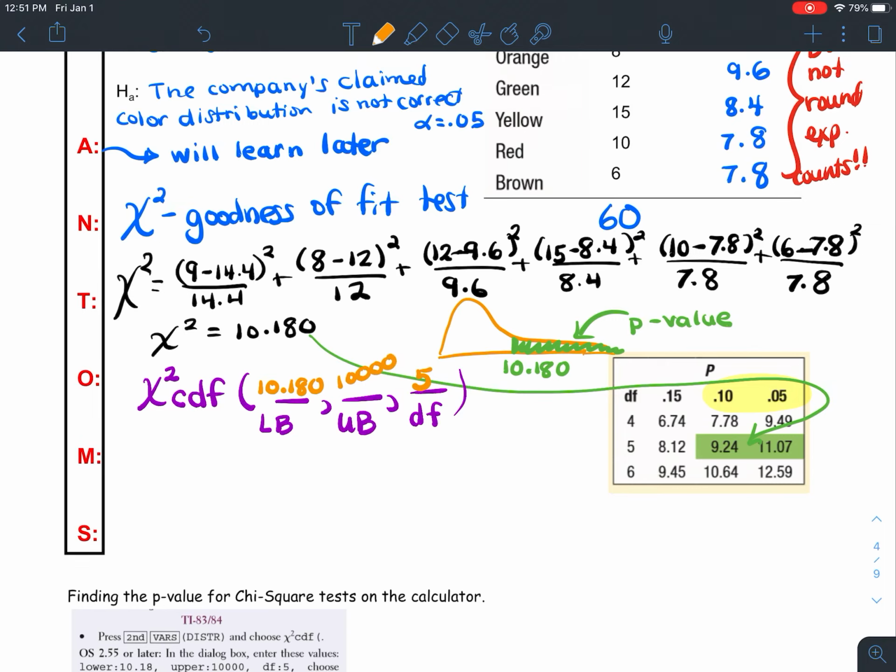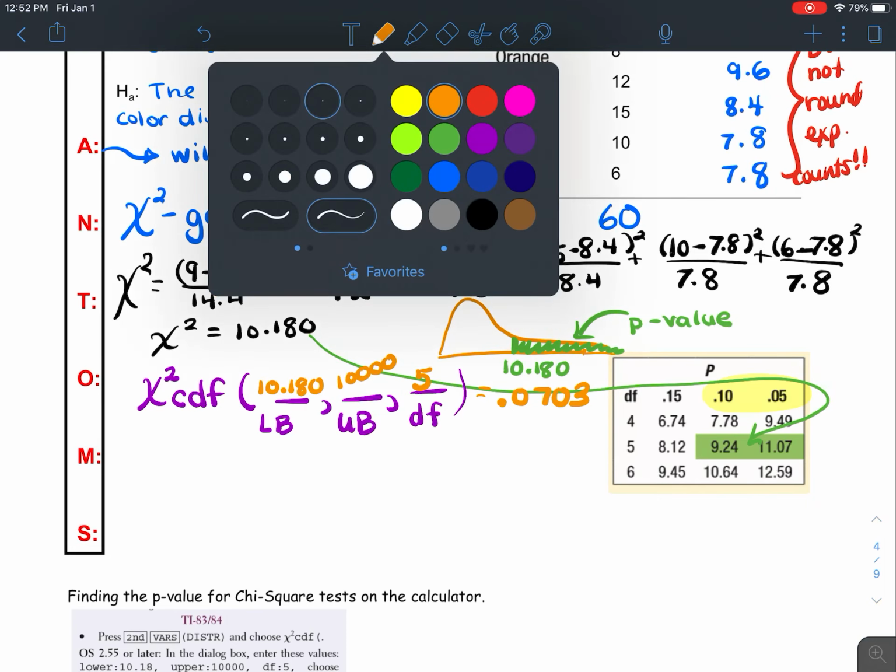The upper bound should always be 10,000 because this is always a right-tailed test. And when you select that on the calculator and enter that data in, it should give you the exact p-value, which you'll notice is going to come out to 0.0703, which is definitely a number between 0.05 and 0.10.